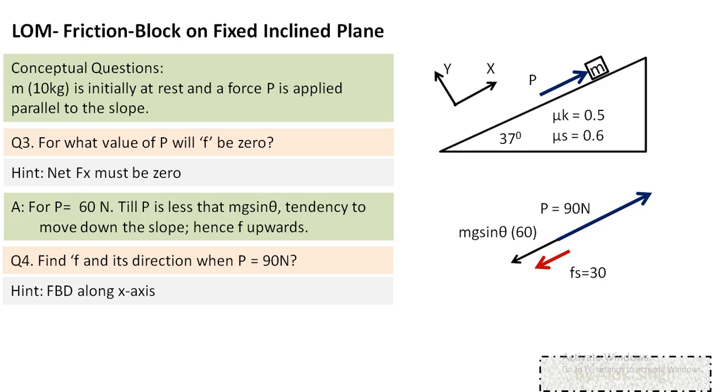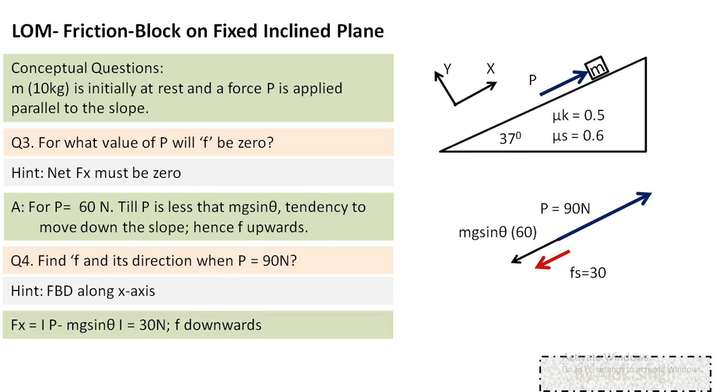What are the forces acting? Mg sin theta, 60 Newton, in the downward direction. P is 90 Newton up the slope. Hence, net driving force is 30 Newton up the slope. Is the net driving force smaller or larger than maximum friction force? It is smaller than maximum friction force. Hence, it would be static state. Acceleration is 0 and friction force will be equal and opposite to net driving force, which is 30 Newton. So, friction force acting will be static and downwards.